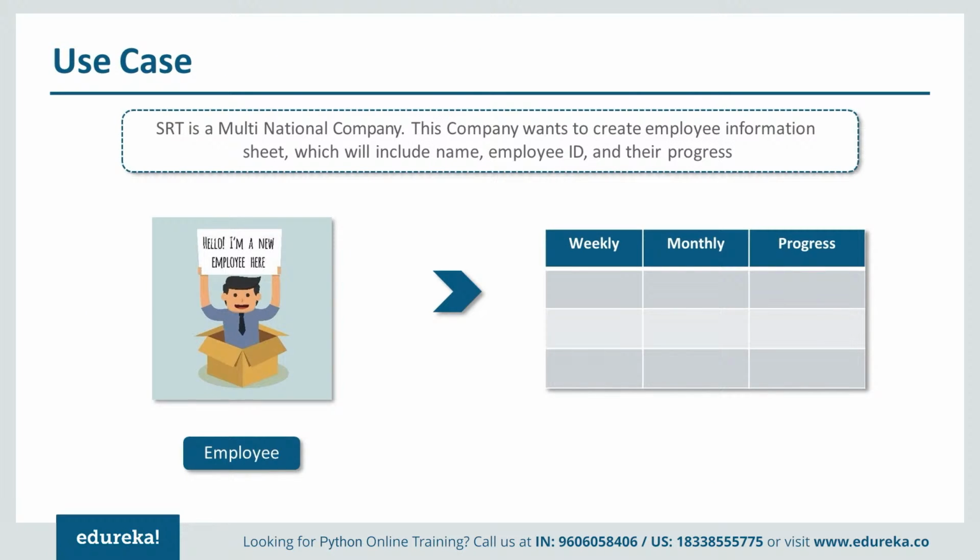So let's say you have this use case of a multinational company that wants to create an employee information sheet that includes attributes like the name of the employee, the ID of the employee, and their progress. And they want the progress to be defined weekly and monthly. However, it is easy to infer that when you want to track progress, probably the parameters to evaluate that would remain the same on a weekly basis as well as on a monthly basis. And in fact, monthly progress could be an aggregation of weekly progress put together.